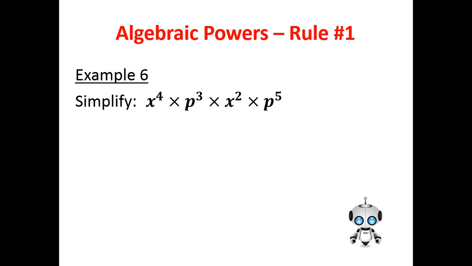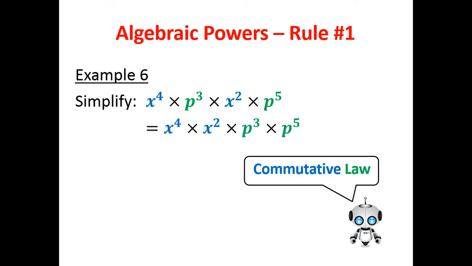Alright, example 6. Simplify x to the power of 4 times p to the power of 3 times x to the power of 2 times p to the power of 5. Well, we have x to the power of 4 and we're going to multiply this by x to the power of 2. And we have p to the power of 3 and we're going to multiply that with p to the power of 5. So, using the commutative law, which means we can rearrange things when we multiply, we're going to put the x to the power of 4 and the x to the power of 2 together, and we're going to put the p to the power of 3 and p to the power of 5 together.